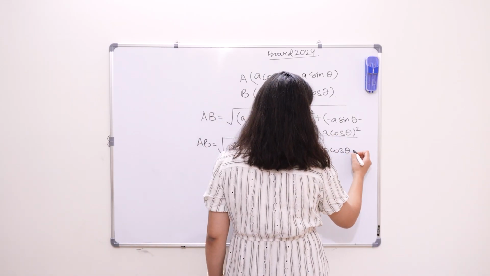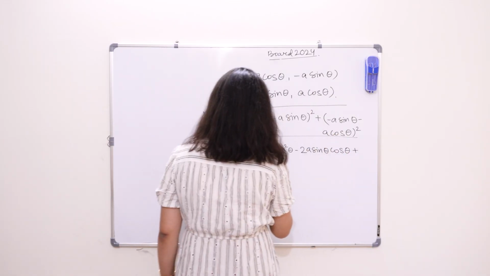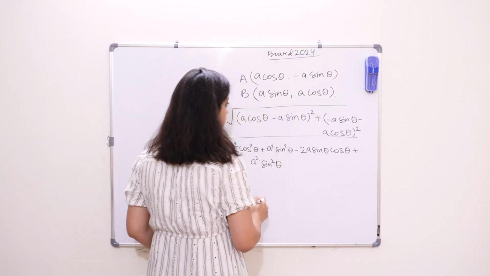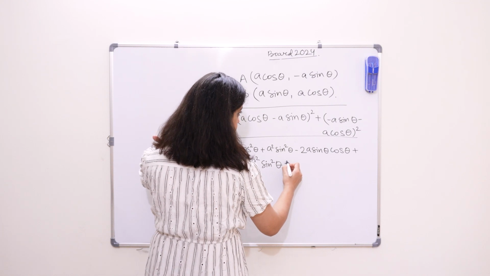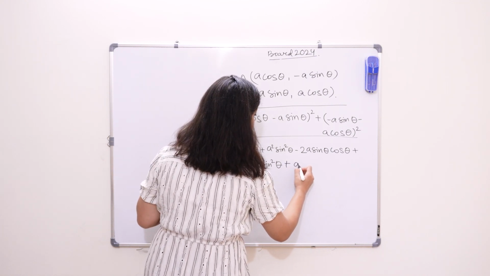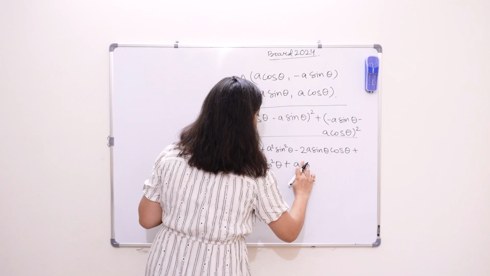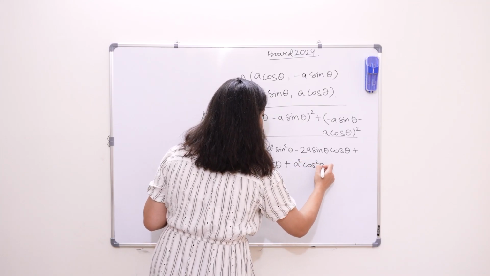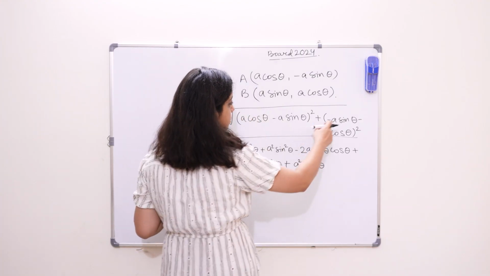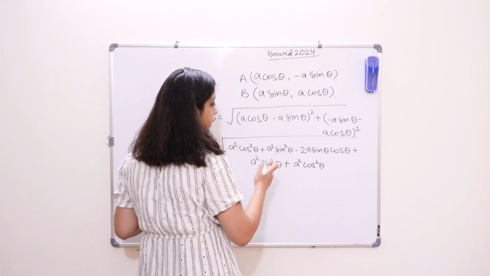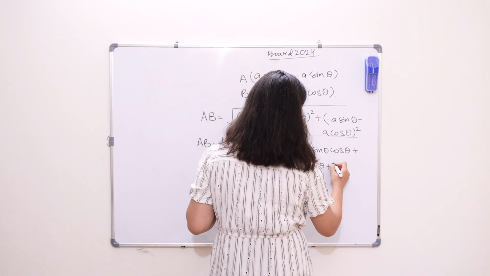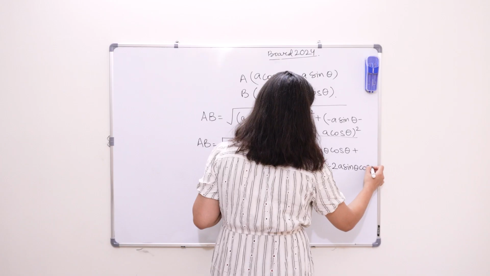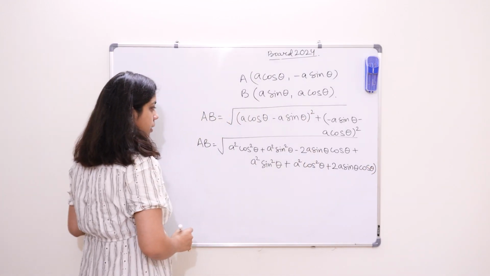Next part becomes plus a square sin square theta plus, my bad, a square cos square theta, and since both are minus, ideally here it will become plus plus 2a sin theta cos theta. Right?